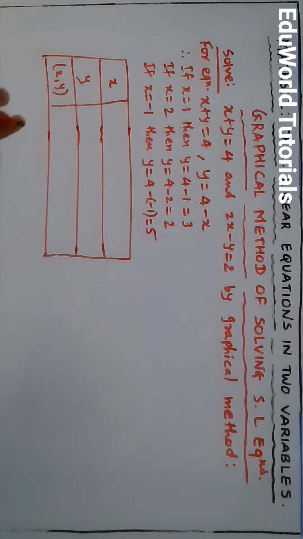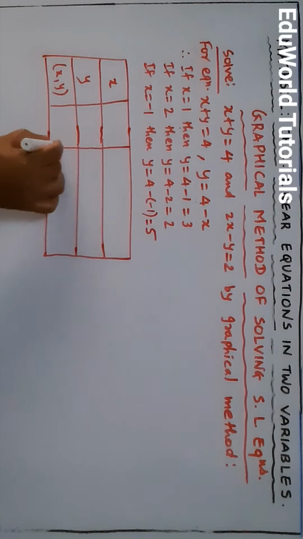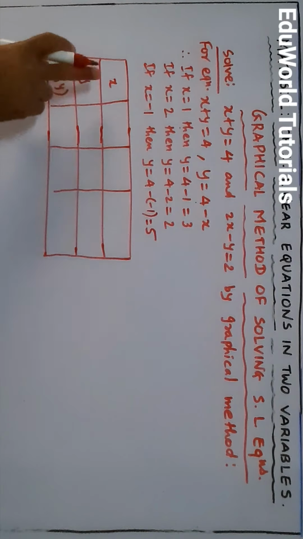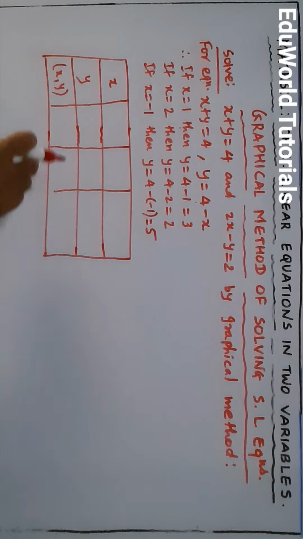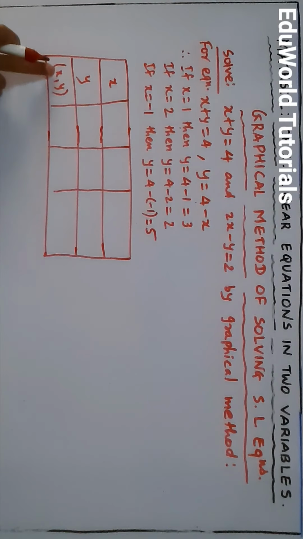So the table will be made having 3 rows and 4 columns. In the first row we write x, in the second row we write y, and in the third row we write both the values x and y together.